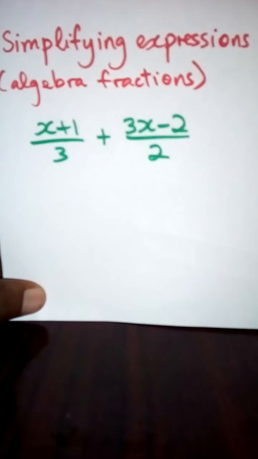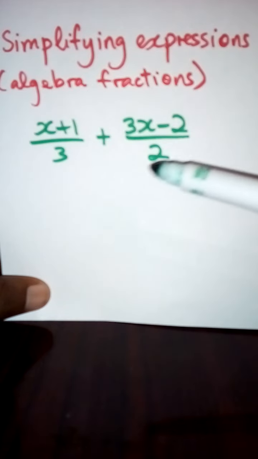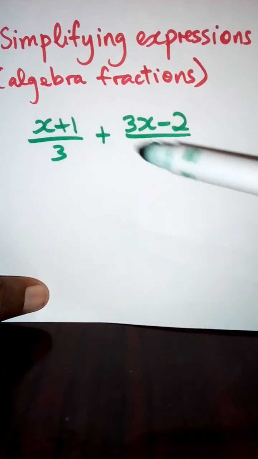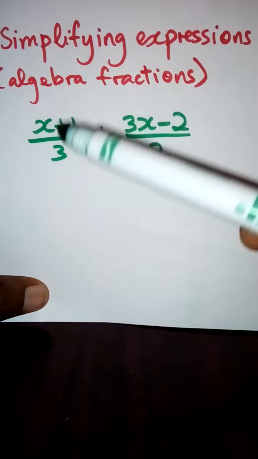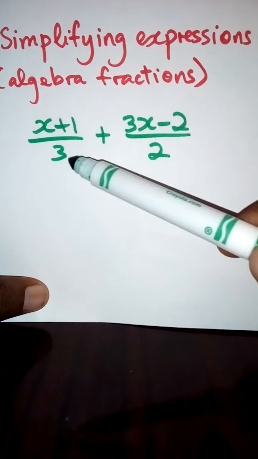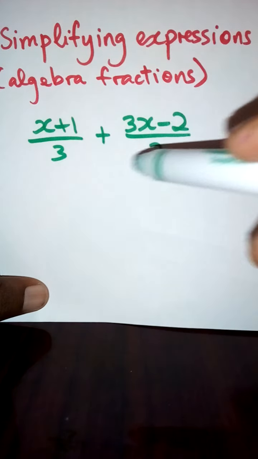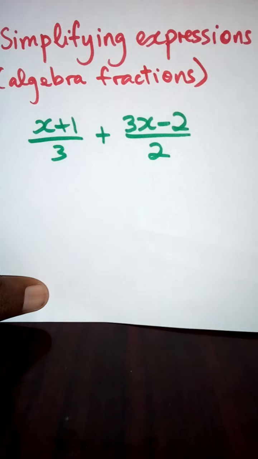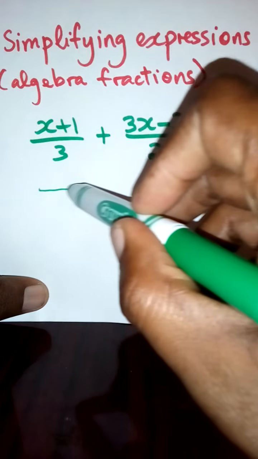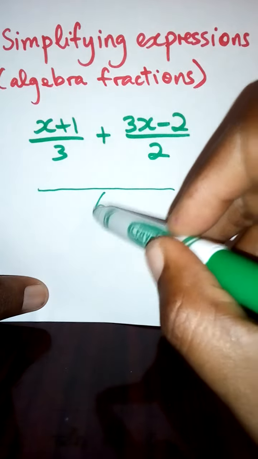x plus 1 over 3 plus 3x minus 2 over 2. In order to simplify the algebra fraction, we will proceed just like doing a regular fraction, where we will need to find the lowest common denominator. So the lowest common denominator of 3 and 2 is 6. So we proceed by using 6 as the lowest common denominator.